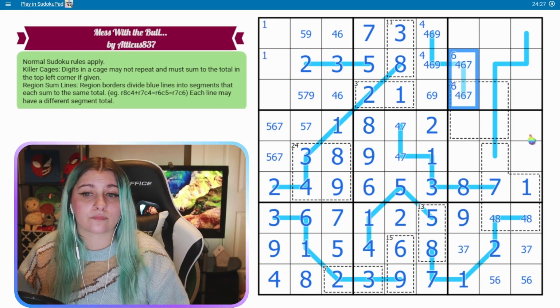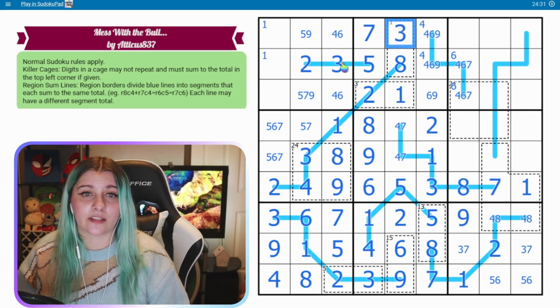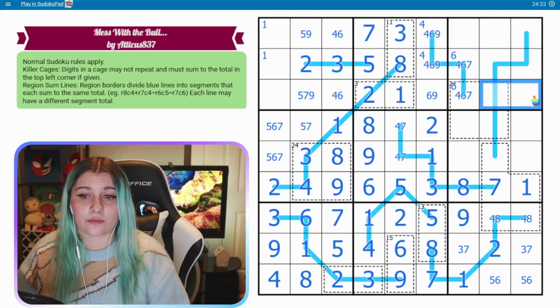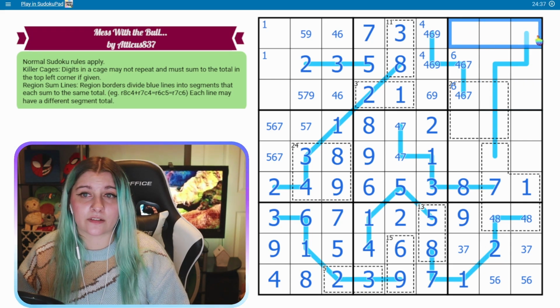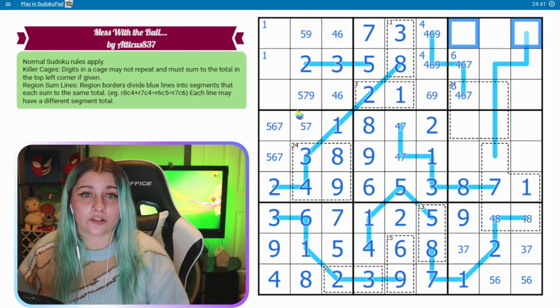Cool. Is there something that sees something over here? Like I need 3s down here. One of these is a 3. 2 has to go up here somewhere. I'm not sure otherwise.